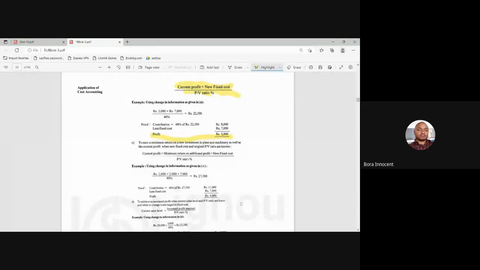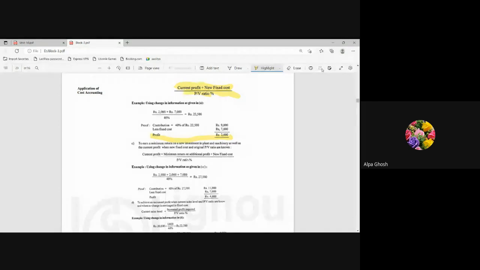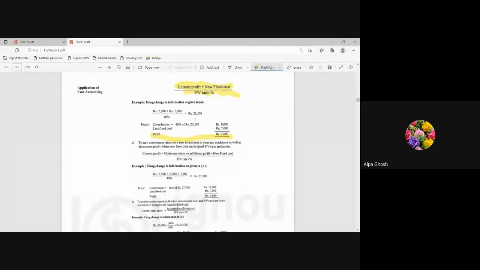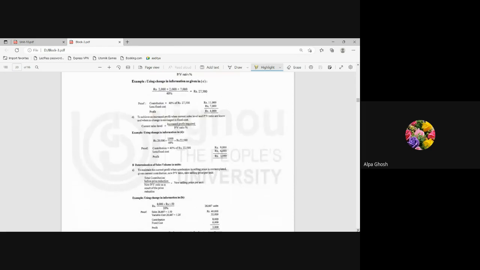Yes. Okay. So to earn a minimum return on a new investment, we need to find current profit plus minimum return on additional profit plus new fixed cost divided by PV ratio percentage. So 2,000 is your current profit, additional profit 2,000 plus 7,000 divided by 40%. Answer is 27,500. 40% of 27,500 is 11,000. Fixed cost is 7,000. So profit is 4,000. It is only the application of the formula which you have to learn.